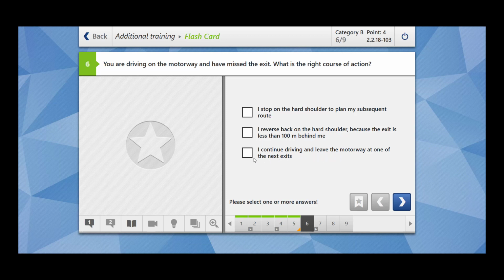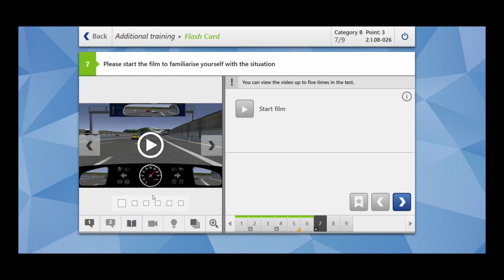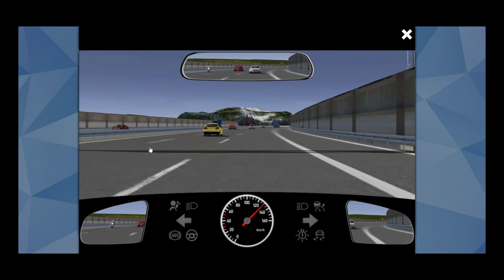I continue driving and leave the motorway at one of the new exits. This is the correct option. Let's check our answer. Our answer is correct. Moving towards the next question, which is the video question.